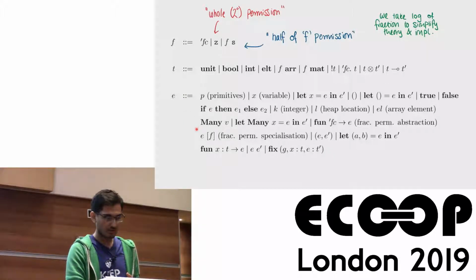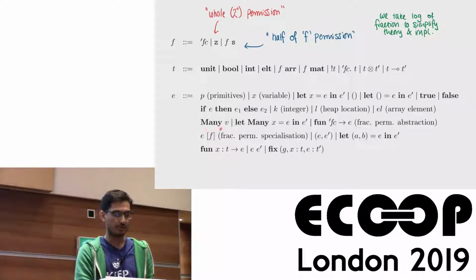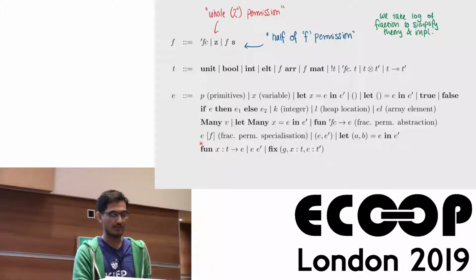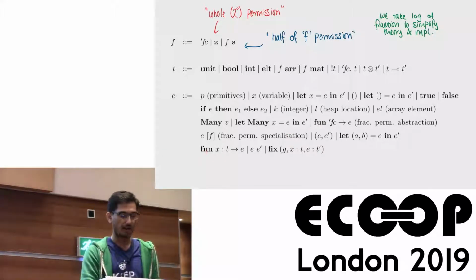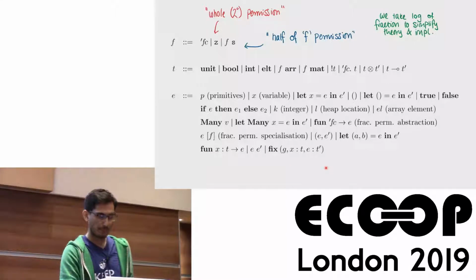Another feature that I want to highlight is that the term level corresponds to the type level. So this is the constructor, or the introduction rule, for the bang, and this is the eliminator. This is how we introduce fractional permissions, this is how we abstract over them, and this is how we specialize them. We also have recursion and higher order functions, which is an important aspect of this language.